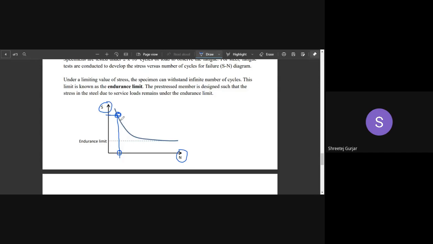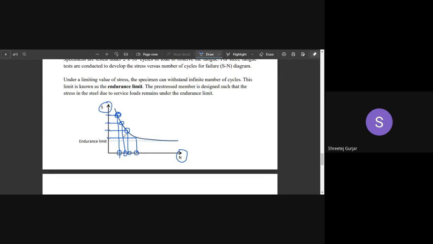Okay, so if you have a lesser amount of stress compared to your previous example, the number of cycles required for it to fail is more. You can see it has increased. Whenever you have lesser stress in your member, the corresponding number of cycles required for it to fail is more. And for even lesser stress, the number of cycles required for failure goes on increasing.